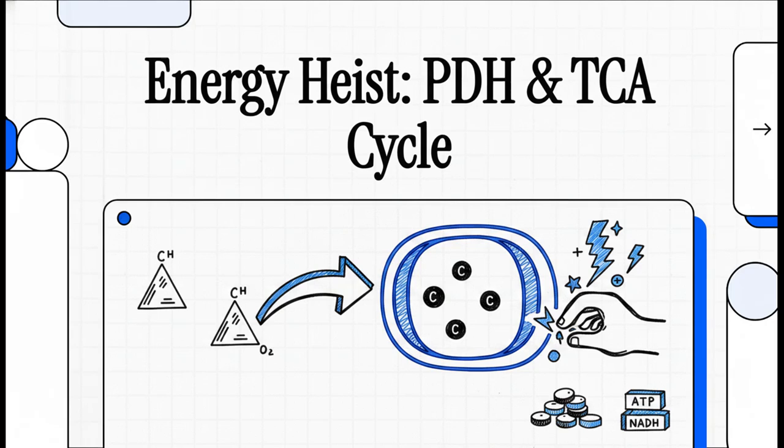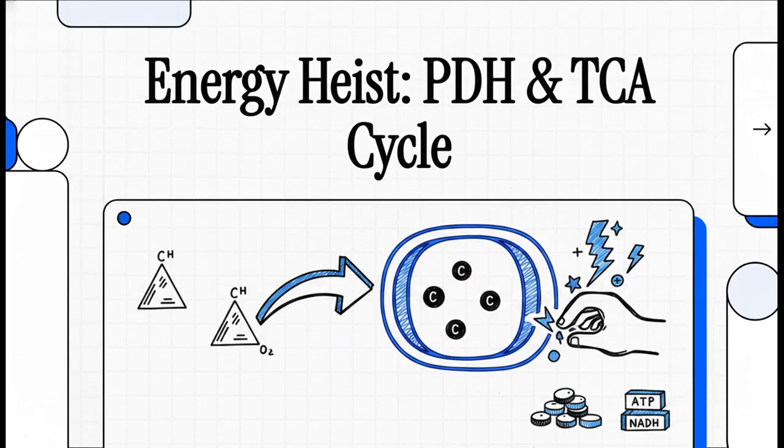Okay, so let's just jump right into this. If you recall, in our previous explainer, we completely broke down glycolysis. We took a single 6-carbon molecule of glucose, we split it right down the middle, and we walked away with 2 molecules of pyruvate, a tiny bit of ATP, and some NADH. But honestly, we are nowhere near finished extracting energy from that glucose, not by a long shot.